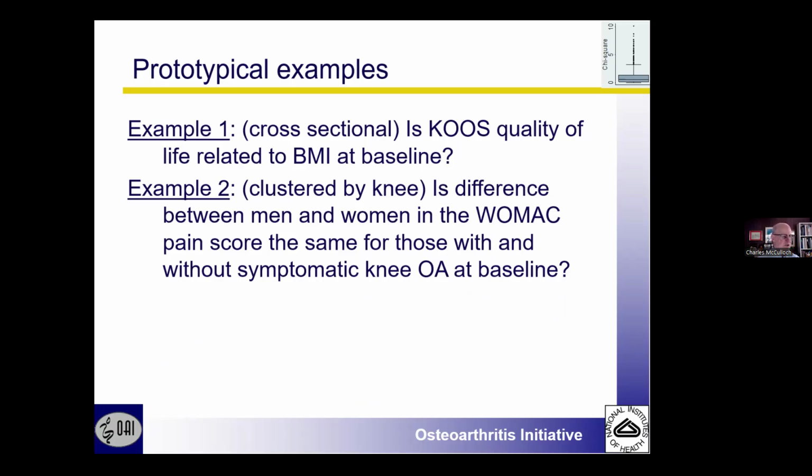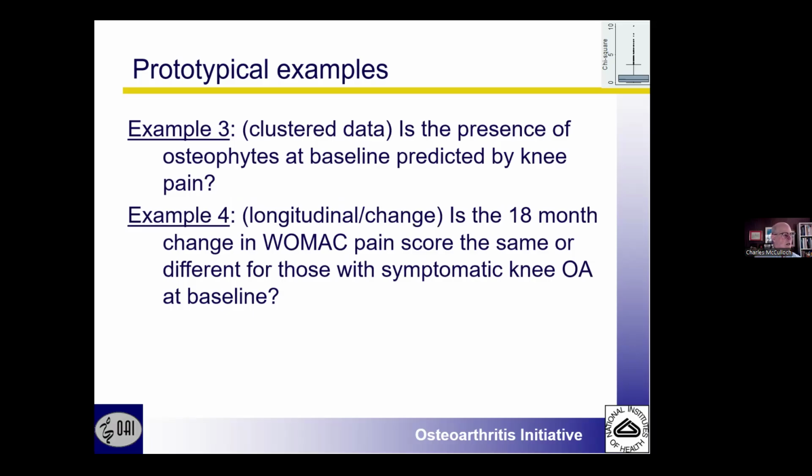Example two, is the difference between men and women in the WOMAC pain score the same for those with and without symptomatic knee osteoarthritis at baseline? That's at baseline, so it's not longitudinal over time, but it's still clustered because we've got a WOMAC pain score for each knee for each person. Here's another example of a clustered data analysis, is the presence of osteophytes at baseline predicted by knee pain. Again, we've got measurements that are separate for each knee.